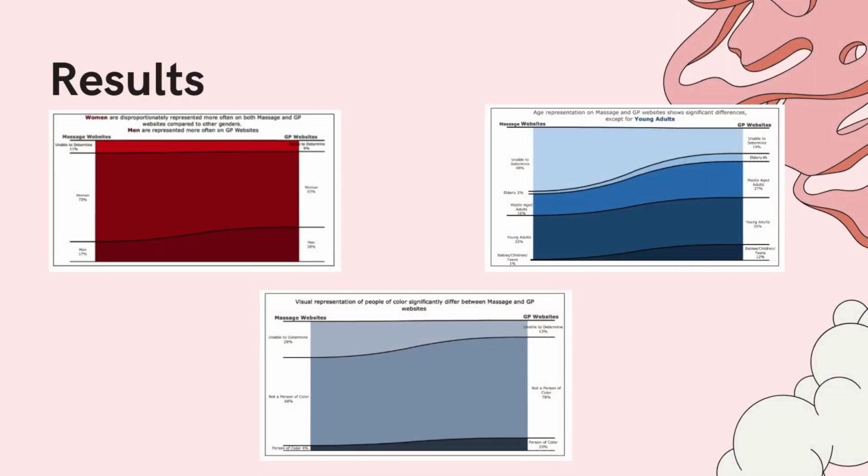In this next slide, we have some graphs with the top left showing gender distribution. Women were significantly more represented than men in both types of websites. The top right chart demonstrates the age distribution, with most individuals being young adults and middle-aged adults. The bottom chart depicts the representation of people of color, with a very significant amount of both types of websites showing people who are not of color, though the people of color were depicted a bit more commonly on GP websites. In both age and people of color, many images were unable to determine what their category was.